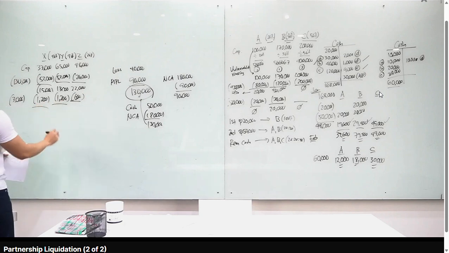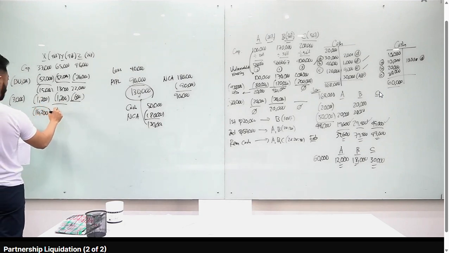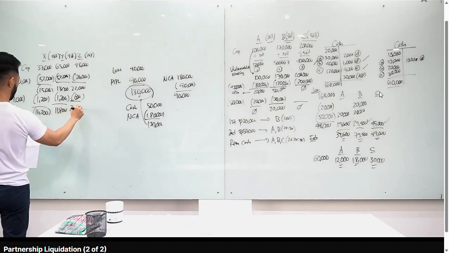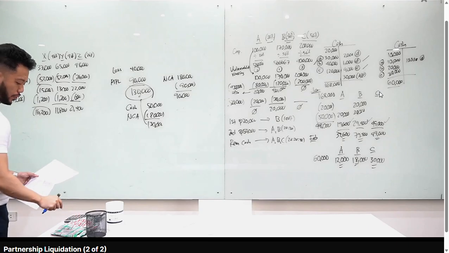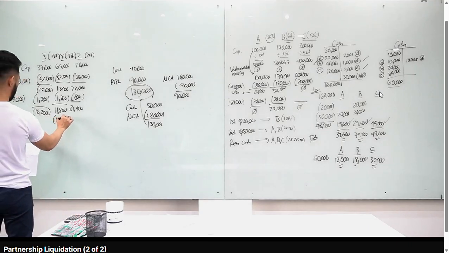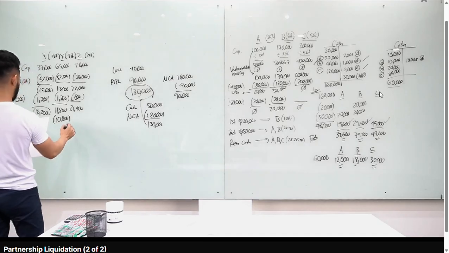Okay, let us look, class. 15,000, we add that, it becomes 16,200. This is 11,800 and this is 21,400. 16,200, allocate it to the 2 partners. 16,200 times 4 over 6, this is 10,800 for partner Y. For partner Z, 16,200 times 2 over 6, 5,400.